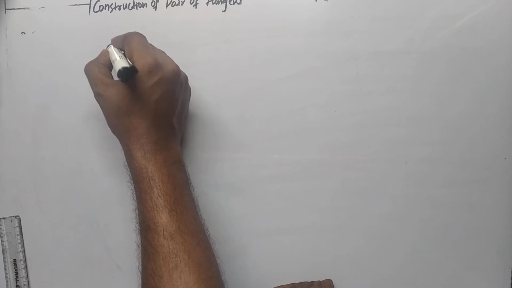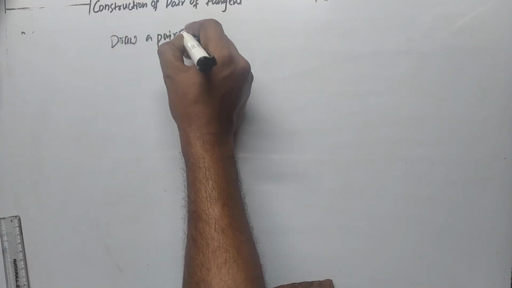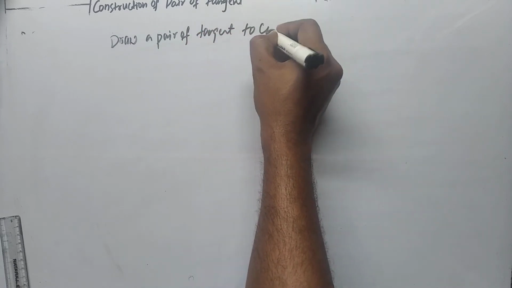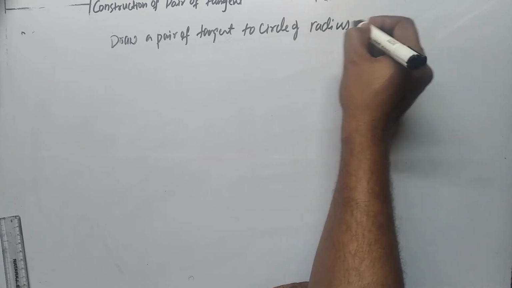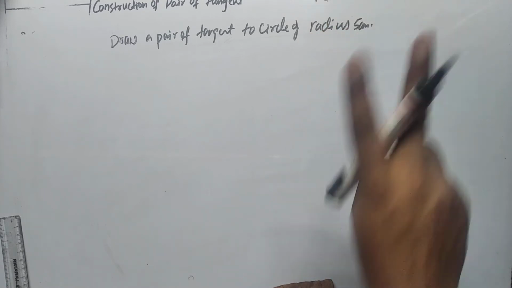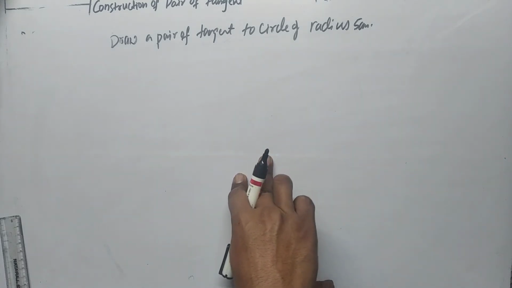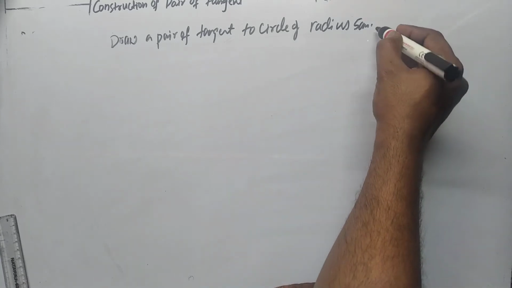Okay, the third type of question is, so I am just writing a question. You have to draw a pair of tangents to a circle of radius... Actually, the two questions I have explained just now, they have asked in the exam, but this is a third type. So if you are willing to listen, you can listen or you can skip.